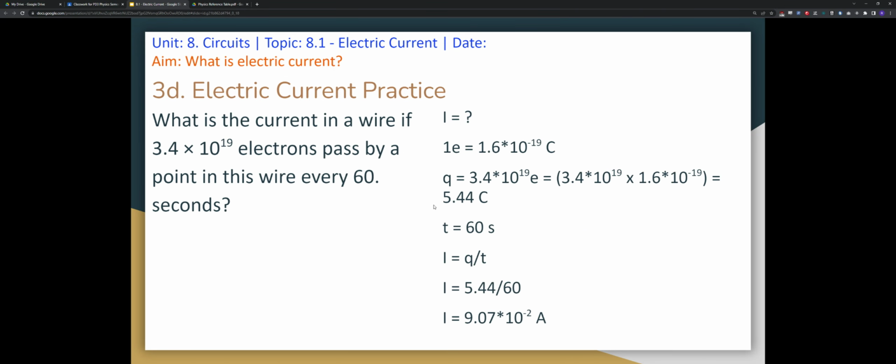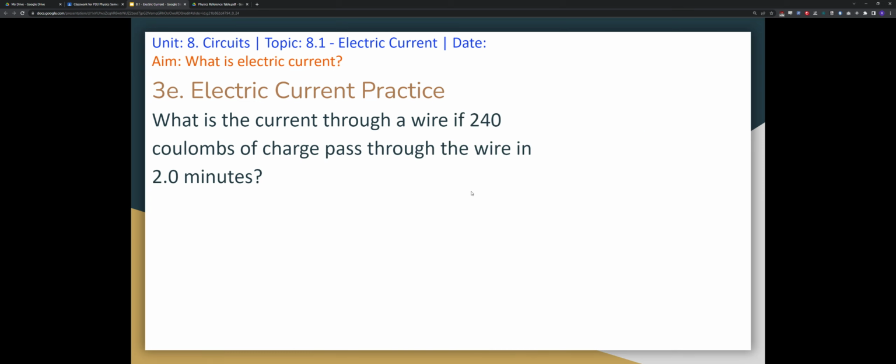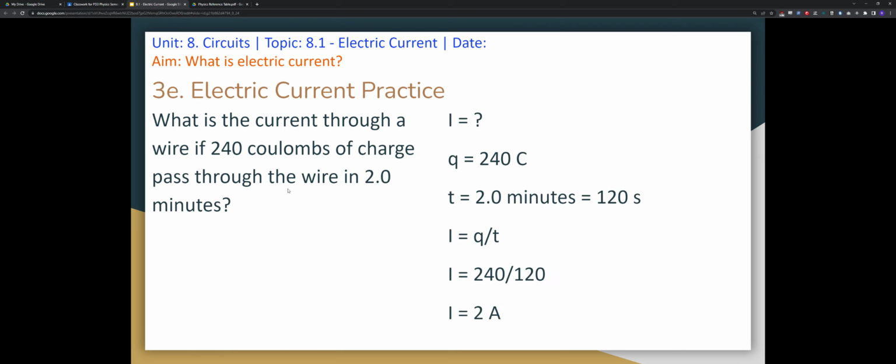And you're going to do the same thing for 3D as well. And that's essentially this lesson. Make sure for 3E, they give you minutes in terms of time. Really just convert that to seconds before you do anything, okay?